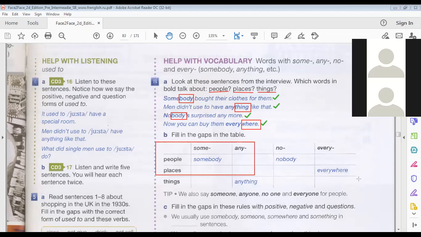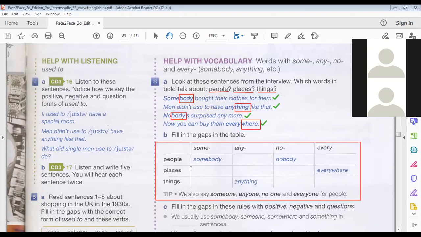They actually want us to complete the gaps. So here we're going to include all the other missing words. Here we have somebody, but for a place, what do we say? Somewhere. Yeah, somewhere. And for things? Something. Plural or singular, it's the same. Something, somethings. What about any?